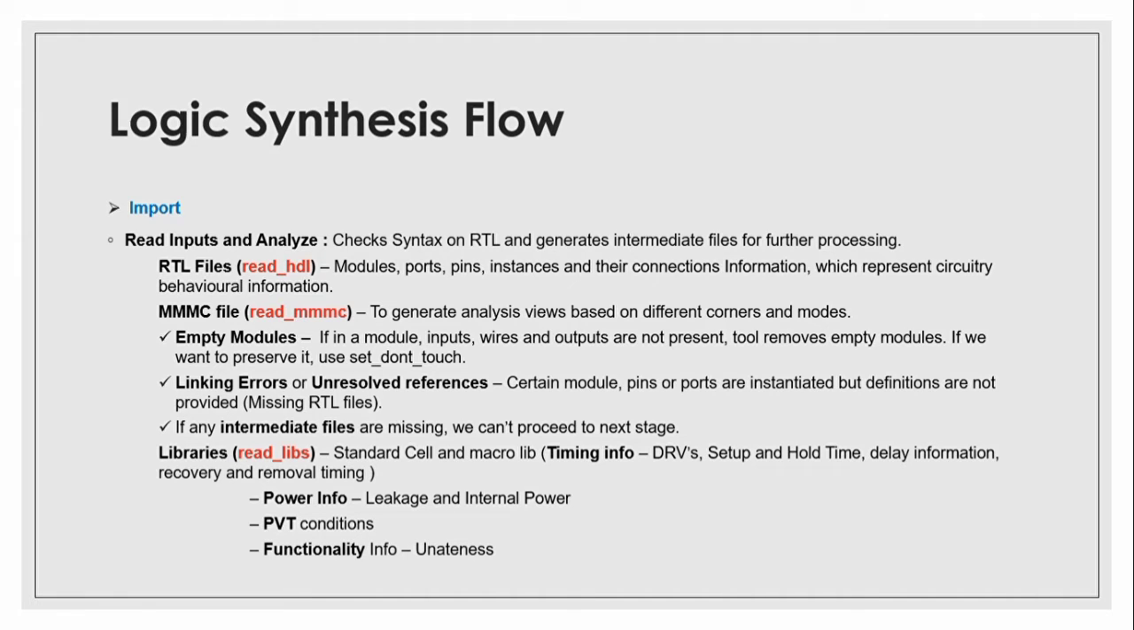And there will be libraries also. The libraries are based on standard cells and macros. From there we get the timing info of standard cells and macros, then power info, PVT conditions, and also the functionality. For timing info, DRVs, the design rule violation check information, will be given there: max transition, max capacitance, max fan out, max length.